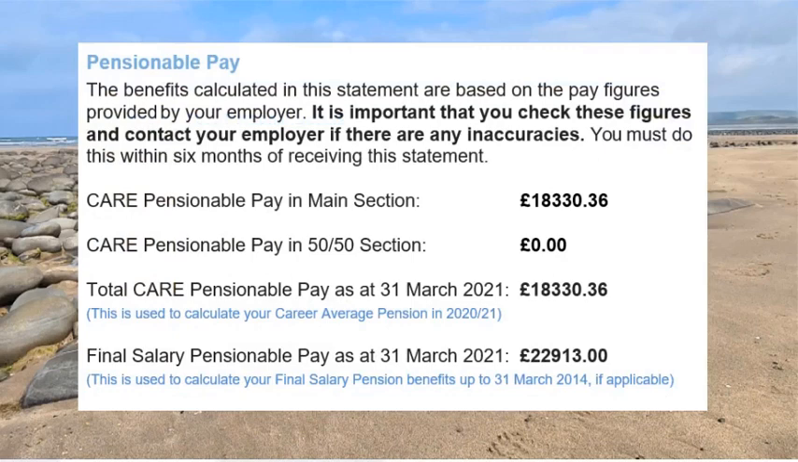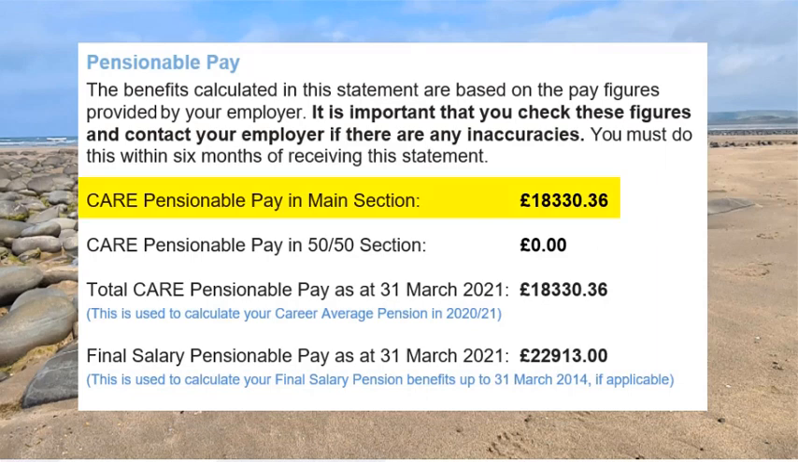This section of your personal benefit statement shows the pensionable pay that has been used to calculate your benefits on this year's personal benefit statement. The figures have been provided by your employer as at the 31st of March. If you have any queries regarding the pay used, you should contact your employer in the first instance.